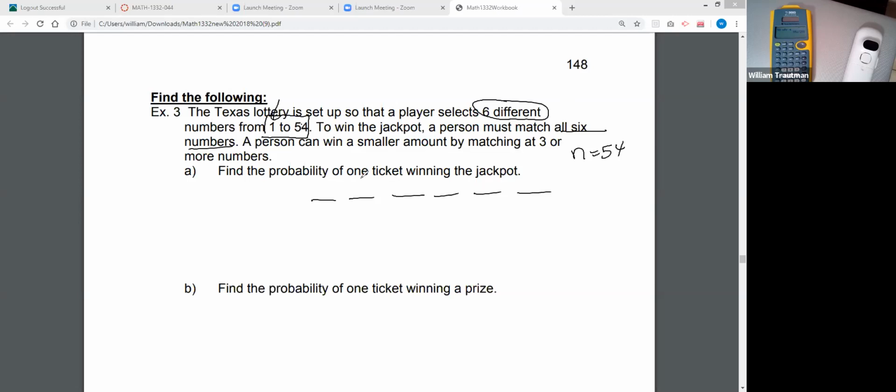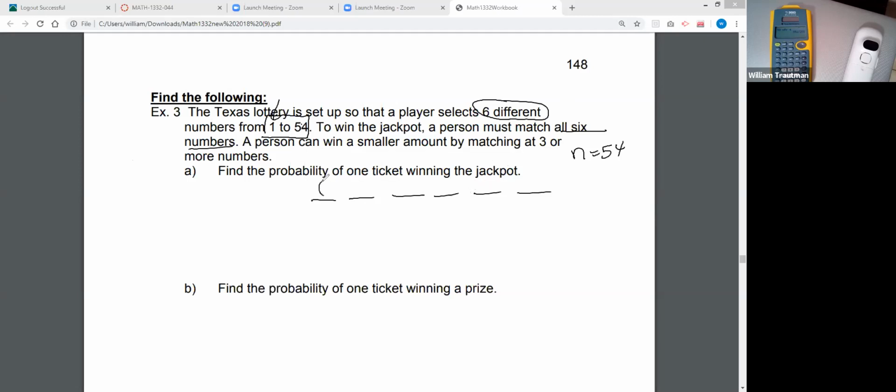So find the probability that one ticket wins the jackpot. All 6 numbers have to be the same. So this is kind of important to understand the difference between combination and permutation. Now, let's say the numbers were 1, 2, 3, 4, 5, 6. There's 6 numbers. Let's say the numbers were 1, 2, 3, 4, 5, 6.